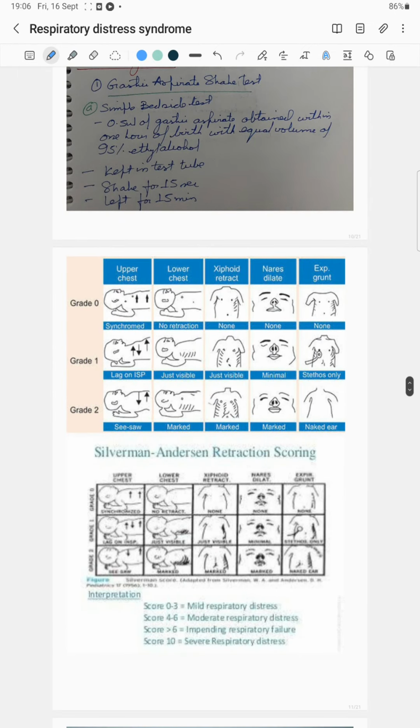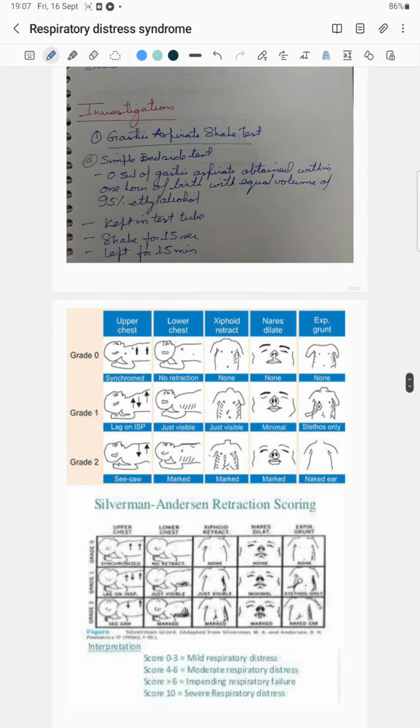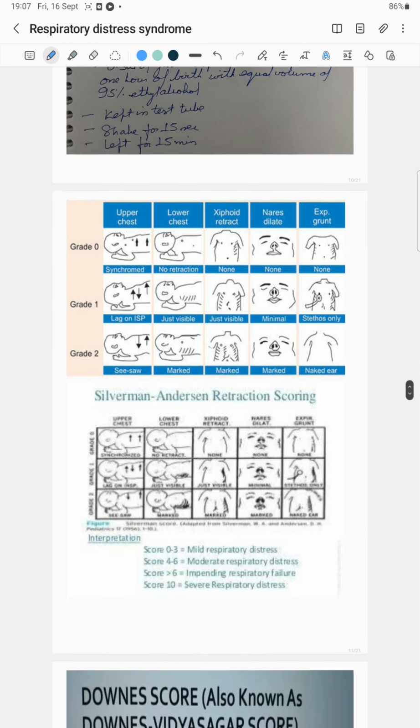In Silverman-Anderson, we grade the child and we do the scoring. We divide it into 5 criteria: upper chest, lower chest, xiphoid, external nares, and grunt. And we define whether it is synchronized, there is no retraction, or if xiphoid retraction is present, and we score on the basis of this only. Okay. So at your level, you have to learn that there is the Silverman-Anderson score for chest retraction and respiratory distress, and there is Downes' score.